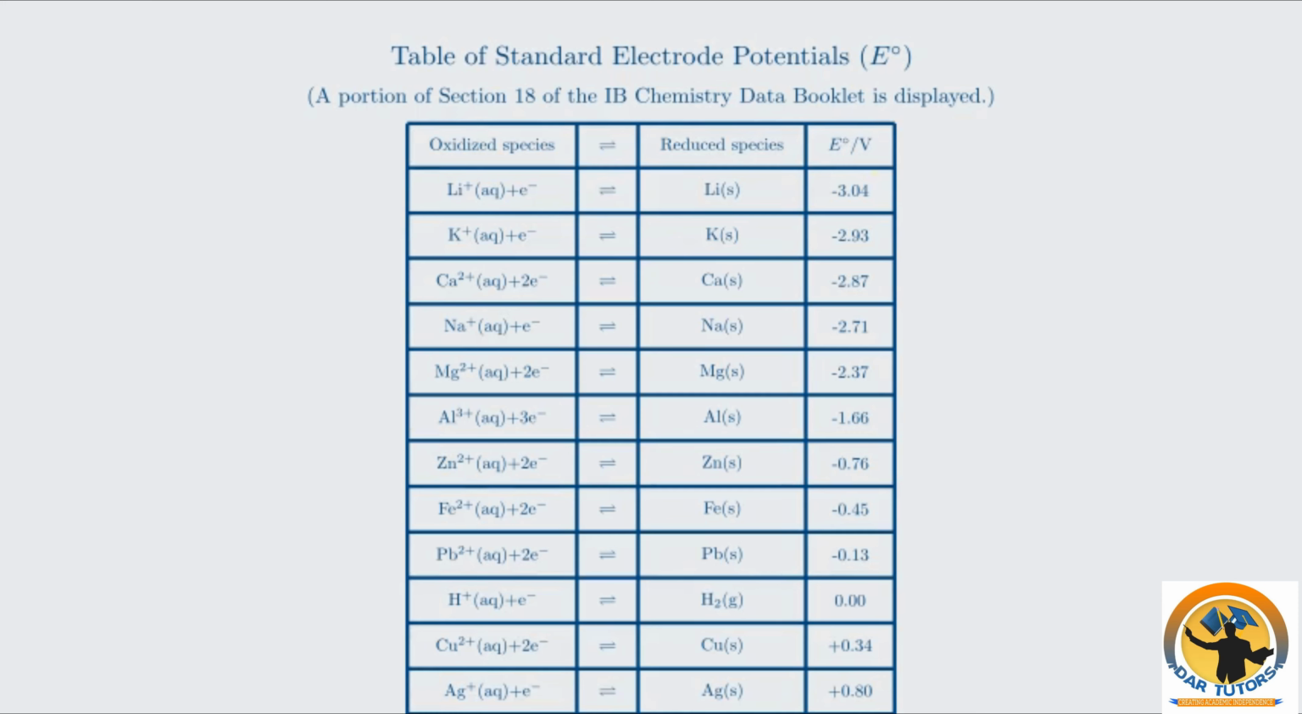This electrochemical series tells us that lithium ions are the weakest oxidizing agent, while solid lithium is the strongest reducing agent. At the other end, silver ions are the strongest oxidizing agent, and solid silver is the weakest reducing agent.